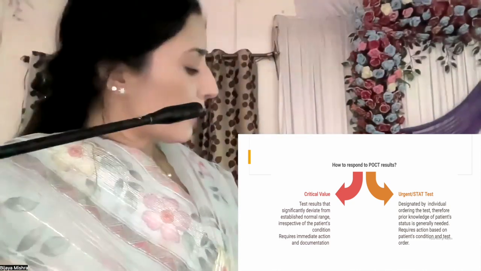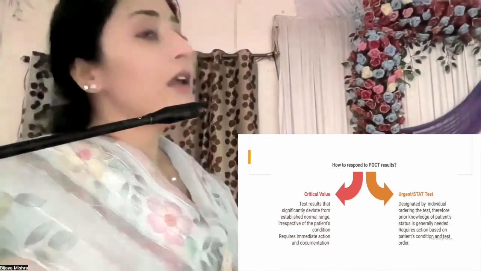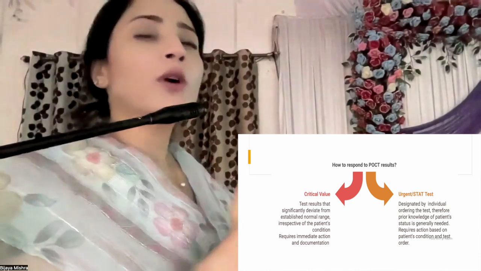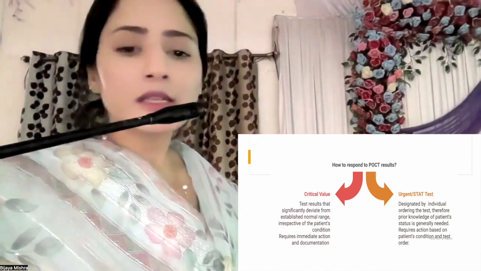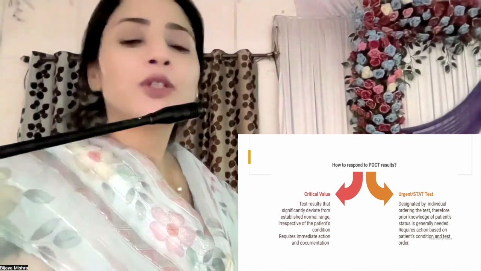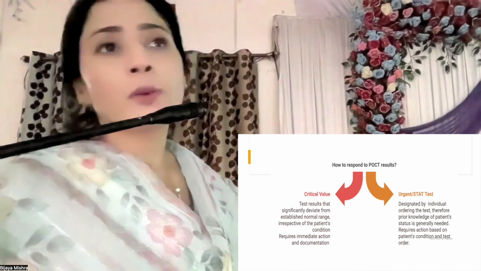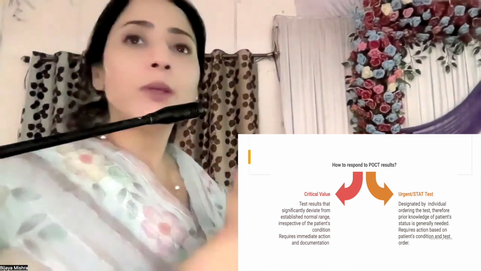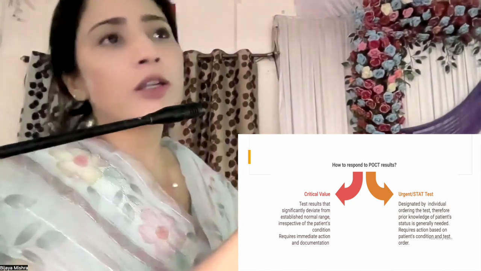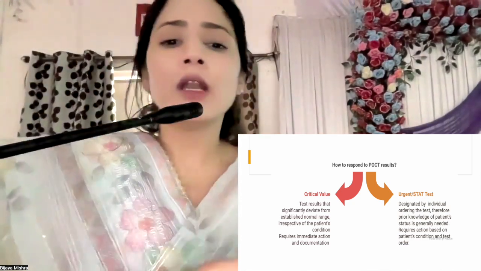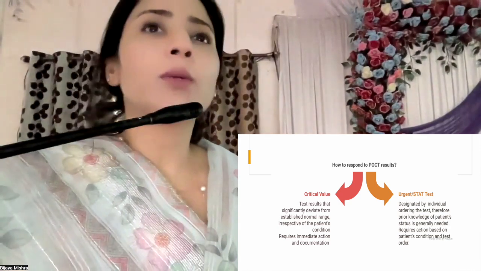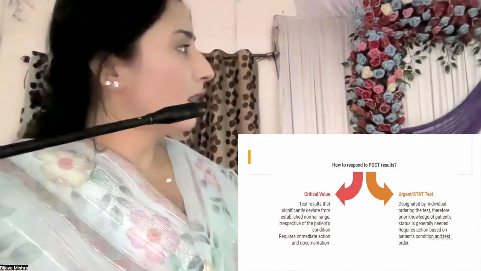So this is based on the person seeing the results, and the lab will provide a critical value. A critical value is the value which significantly deviates from the established normal range, irrespective of the patient condition. As a POCT, the lab running the POCT device or the person running the POCT test will be checking this critical value, which is provided in the leaflet as well.